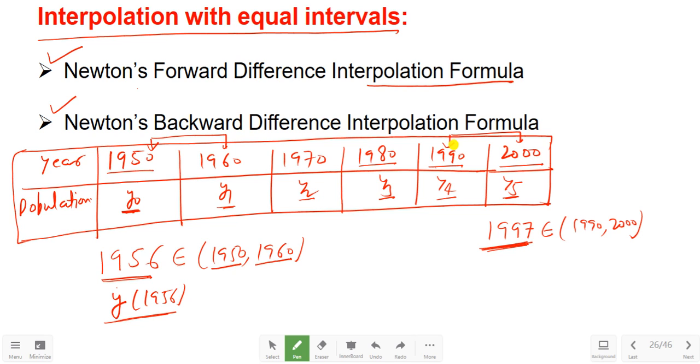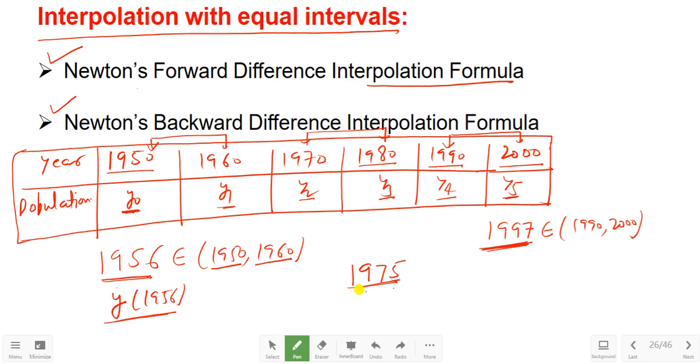Now the second question is: if we want to compute the population at the middle value of the given data set, that is, at the year 1975, then 1975 lies between the two years 1970 and 1980, so in that case 1975 lies in the middle of the data set, that is, at the center.